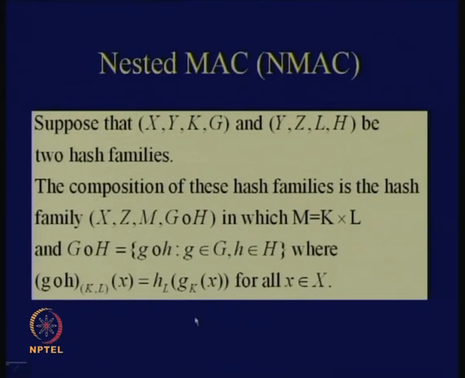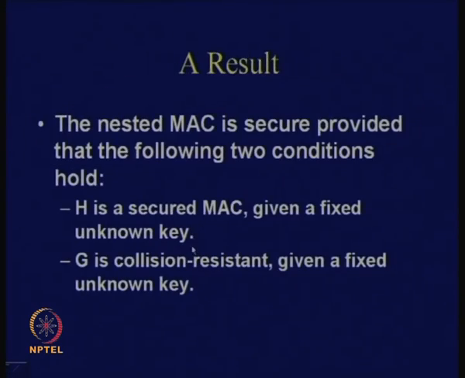So, therefore, this is the corresponding composition function, and what we said just now is that if this particular composed function has to be a good MAC function, then this g_k(x) has to be collision resistant under an unknown key. Okay. And h_L or the little MAC has to be also a good MAC. Okay. And therefore, if these two assumptions are maintained, then the nested MAC is also secure. That is the idea. Okay. So, let us try to understand this.